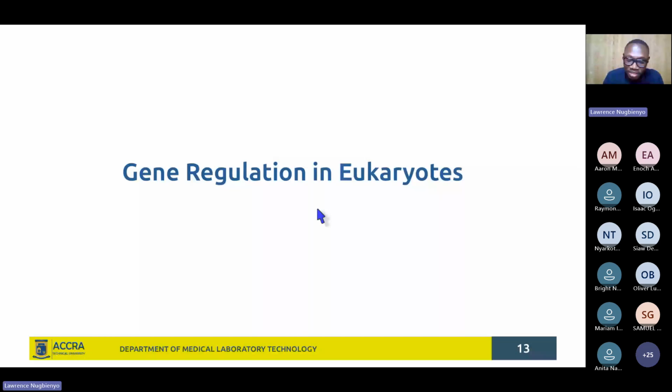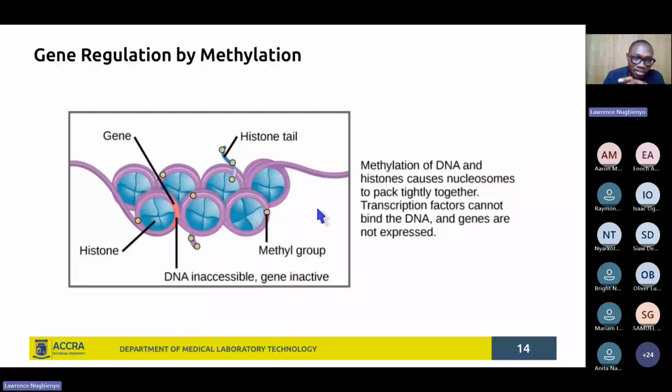Gene regulation in eukaryotes. Of course, some of the things we'll see also occur in prokaryotes as well. The first we are looking at is gene regulation by methylation. By methylation.